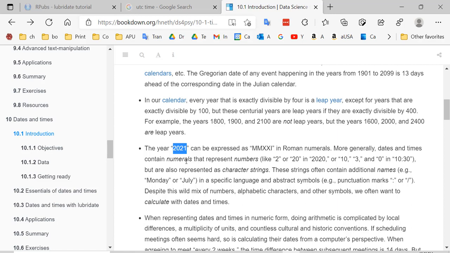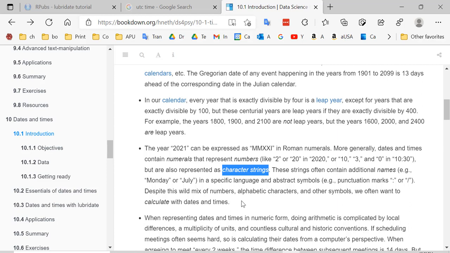More generally, dates and times contain numerals that represent numbers like 2, 20. Okay, good, that's true. But they are also represented as character strings. So this is something that we have to learn about or live with in R. So dates are character strings often. These strings often contain additional names, for example, Monday or July, in a specific language, and abstract symbols, punctuation marks like this and this.